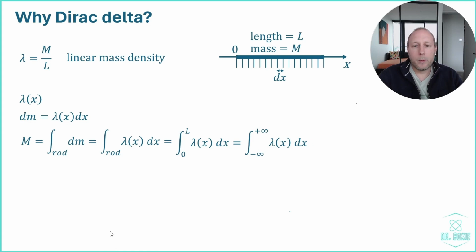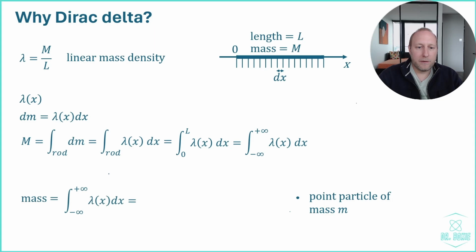And now we want to use this expression for the mass, but for a point particle. So imagine we have a point particle of mass little m at the origin of some coordinate system. Now, if we want to write its mass as an integral from negative infinity to positive infinity of lambda, what function of lambda can we choose to do that? Well, first of all, lambda has to be 0 everywhere except at the point where the mass is sitting. So lambda is a function that is 0 everywhere except at the origin.